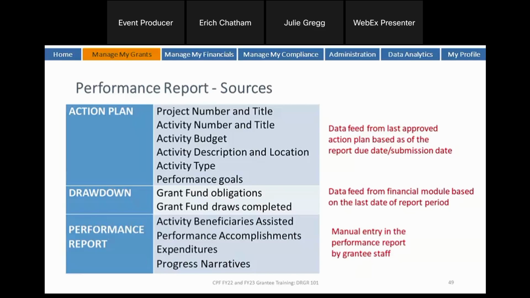So here's just a quick snapshot of where the performance report is auto-populating a lot of the data. So the action plan is providing all the basics for the project and activity name and number, the budgets and the descriptions, the activity types and the performance goals or the anticipated outcomes. The drawdown module is of course showing obligations and drawdowns that have been completed. And then this performance report is where you're going to add narratives and actual beneficiaries. So this is the only part that is a manual entry. Next slide, please.